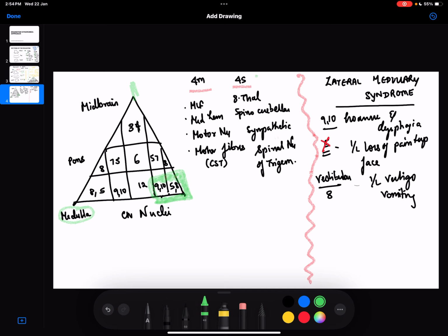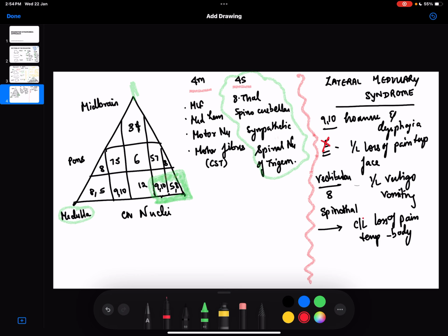But what have we forgotten? We have forgotten the 4 S's, right? So we add on the 4 S's which can be involved. What is the first S? The spinothalamic tract. If the spinothalamic tract is involved, what do we get? Contralateral loss of pain and temperature from the body. One very important point to remember is that it is contralateral and it is from the body. Why not the face? Because we have already seen ipsilateral loss of pain and temperature from the face, because the sensations from the face are carried by the spinal nucleus of the trigeminal nerve.